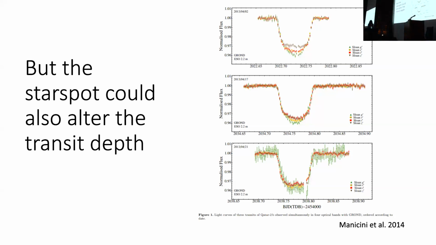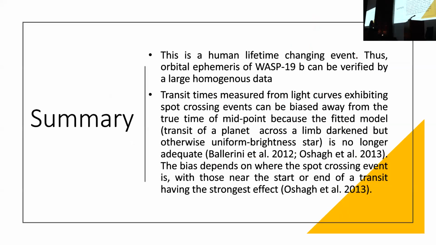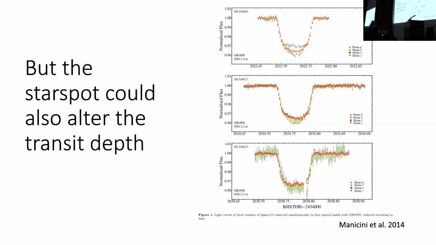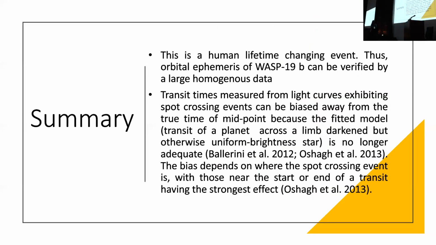Not only could the star spot affect or misinterpret the orbital ephemeris values, but it could also affect the transit depth of the light curve, thereby diminishing any spectral features that are present in the atmosphere of the exoplanet. So we should keep track of the star spot, or the possible star spot, that is present in the light curve.